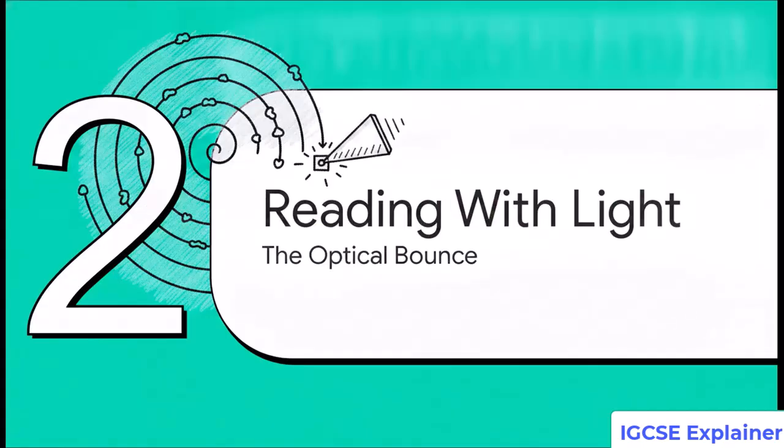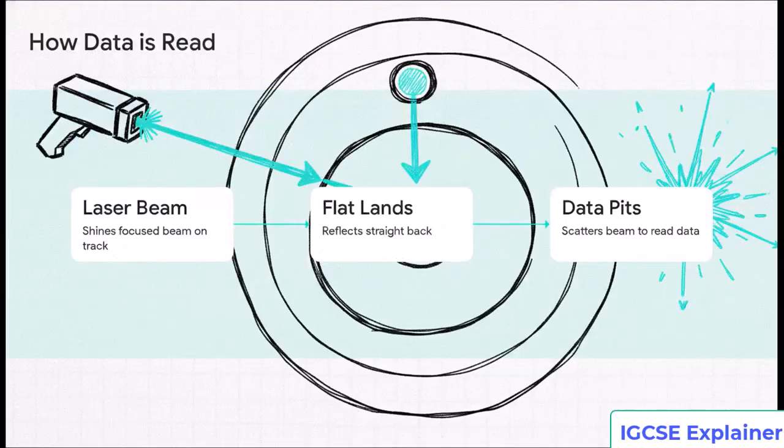Section 2. Reading data with light. The physics of this reading process are just remarkably elegant. Let's slowly step through exactly how a drive actually extracts information from this tiny mountain range. Step 1. The device shines a highly focused laser beam directly onto that spiral track. Step 2. When that beam of light hits one of those flat, elevated lands, it reflects straight back up to a sensor. But then, Step 3, when that exact same light hits an indented pit, the sudden change in depth causes the light beam to scatter.